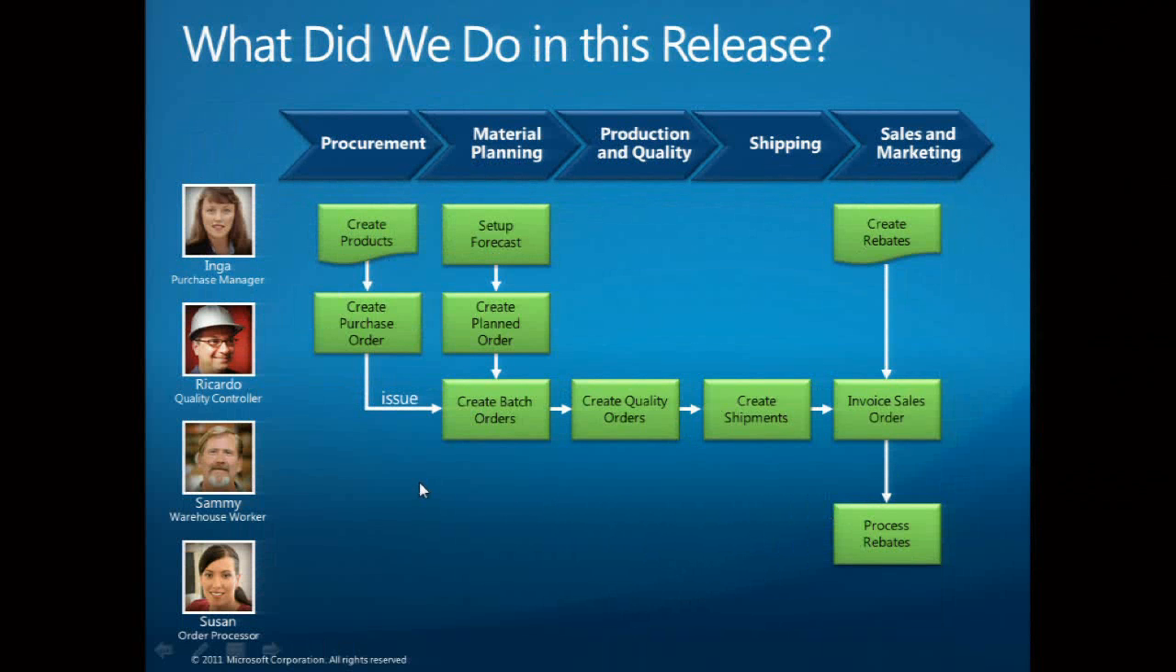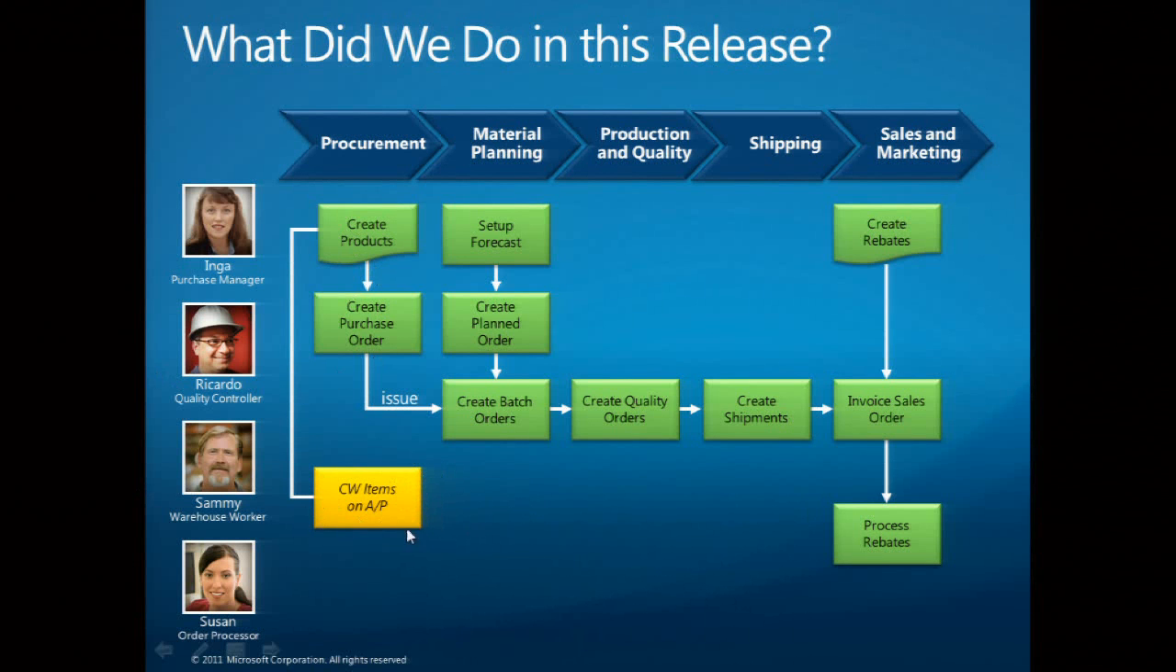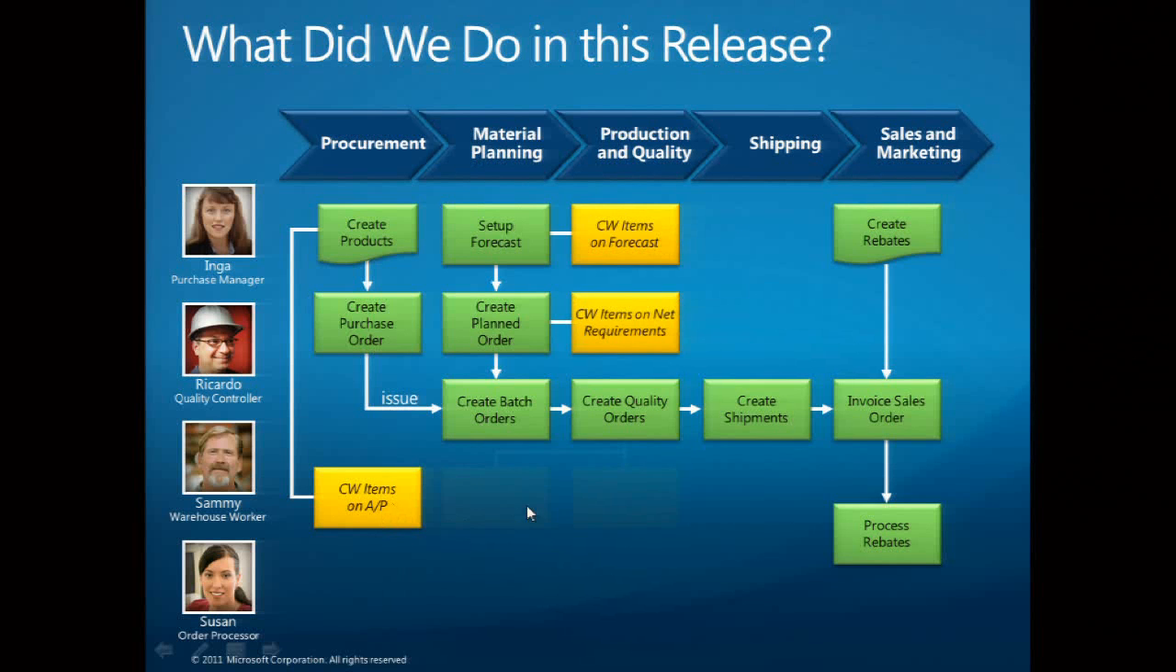OK, so I think I've covered a lot of that already, but let's just see if there's something new pops up. So this is a simple process. You procure something, you do some material planning, then you do production and quality control, then you do shipping and sales and marketing. And these are different personas who interact. So I've talked about that.